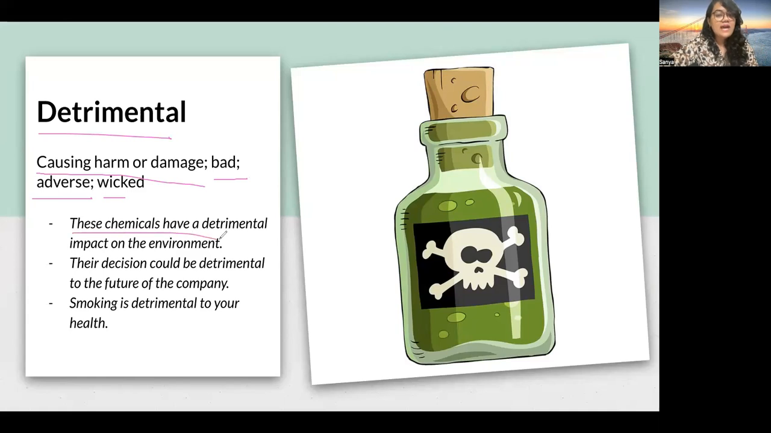These chemicals have detrimental impact on the environment. That means these chemicals would have a harmful effect or would harm the environment or would cause damage to the environment. Their decision could be detrimental to the future of the company. That means their decision could be bad for the company's future, right?